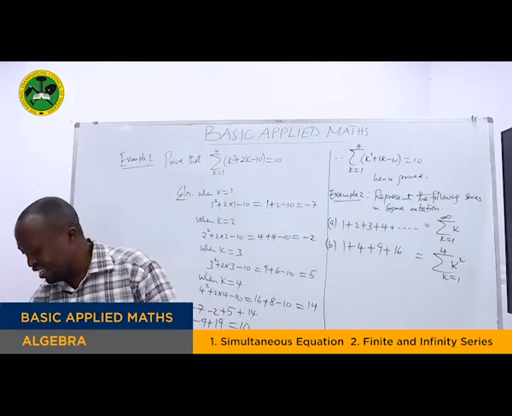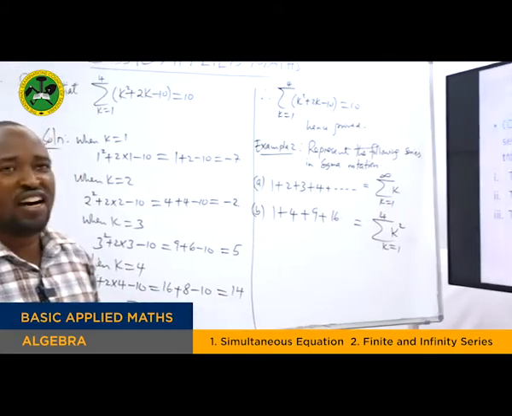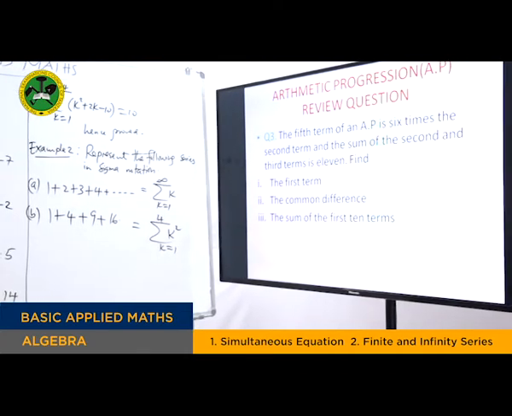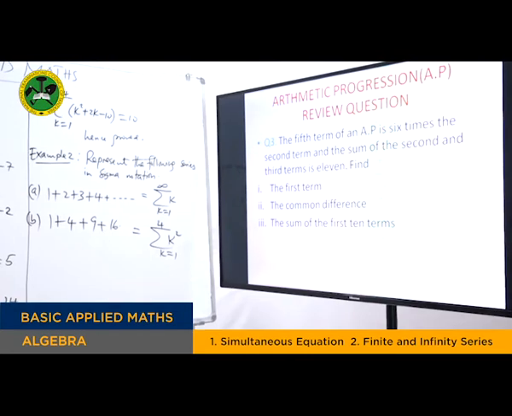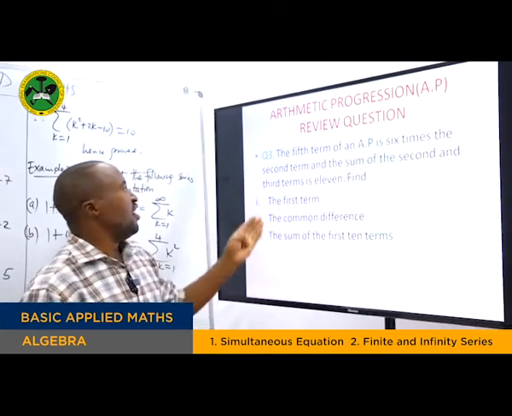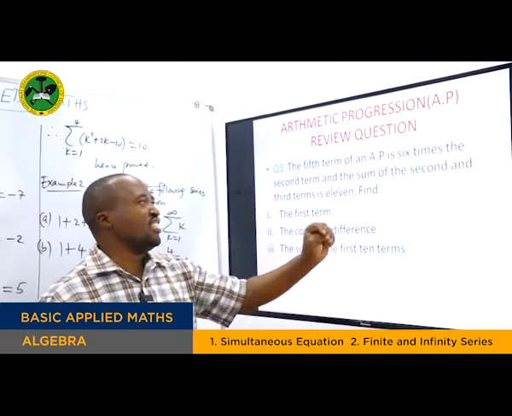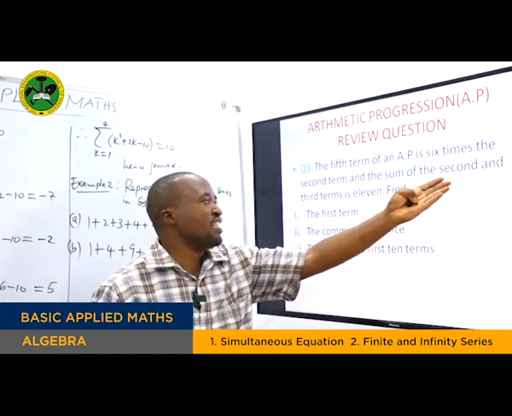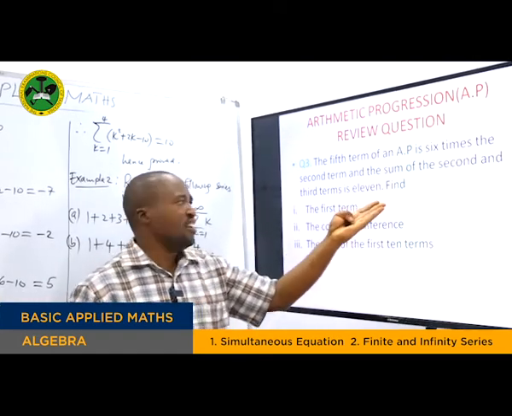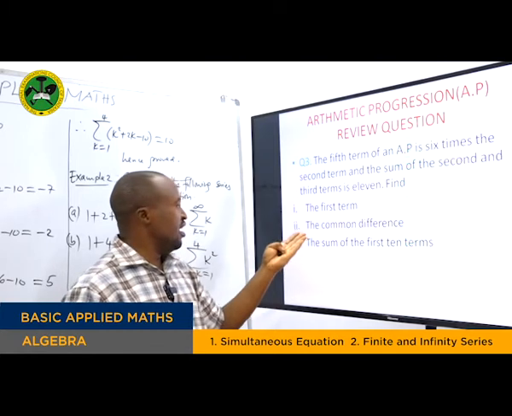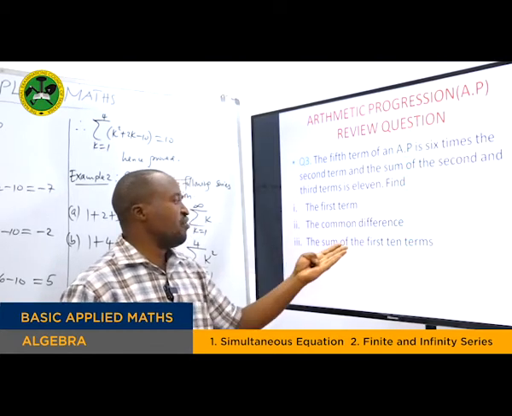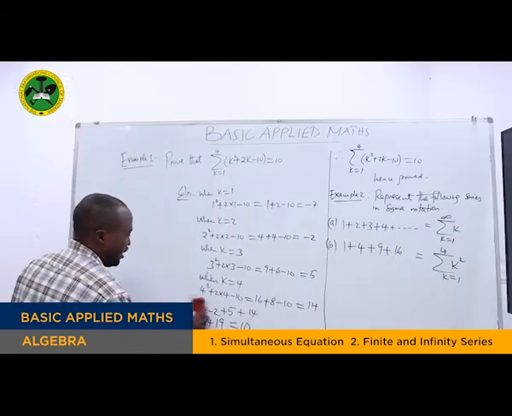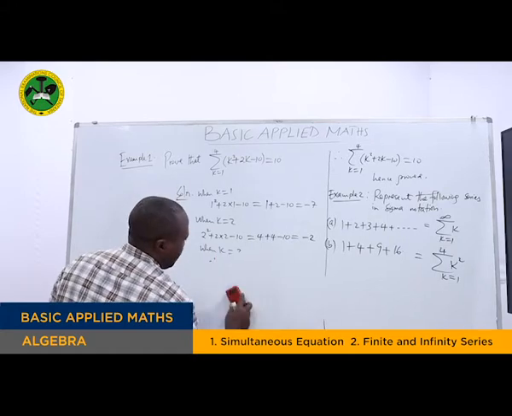Now again, my dear students, let us proceed with arithmetic progression. Here we are going to review a question, and the question says the fifth term of an arithmetic progression is 6 times the second term, and the sum of the second and the third term is 11. Find the first term, the common difference, and the sum of the first 10 terms. Now proceed with me and see how we are going to solve such kind of a problem.